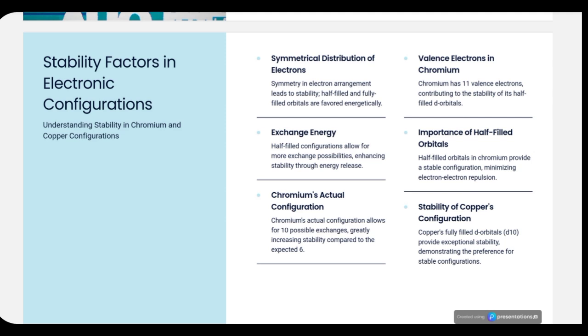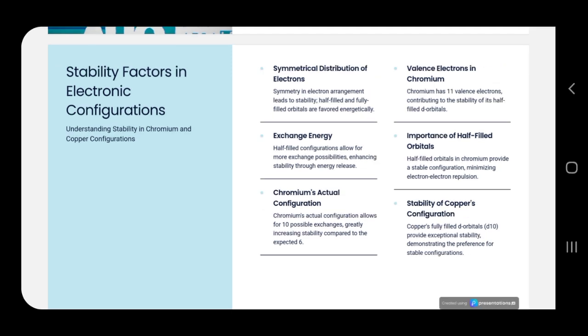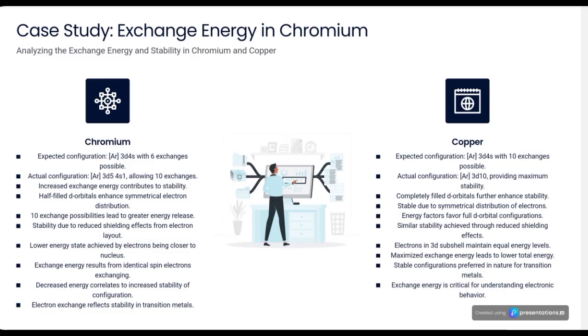So here is the case study for the energy exchange in chromium. How does that energy exchange take place? If we compare the electronic configuration of the two, how is it possible? The first case is chromium, whose expected electronic configuration should be argon 3d4 4s2, with 6 exchanges possible. There are 6 possibilities for the energy exchange processes.